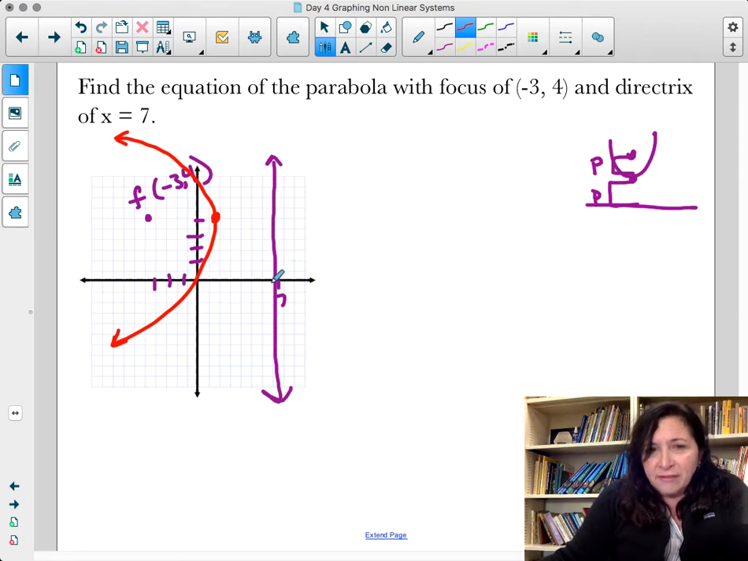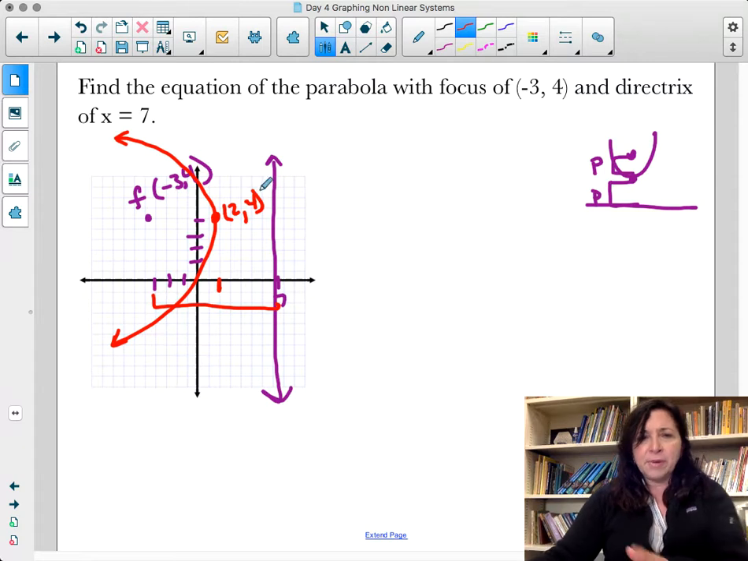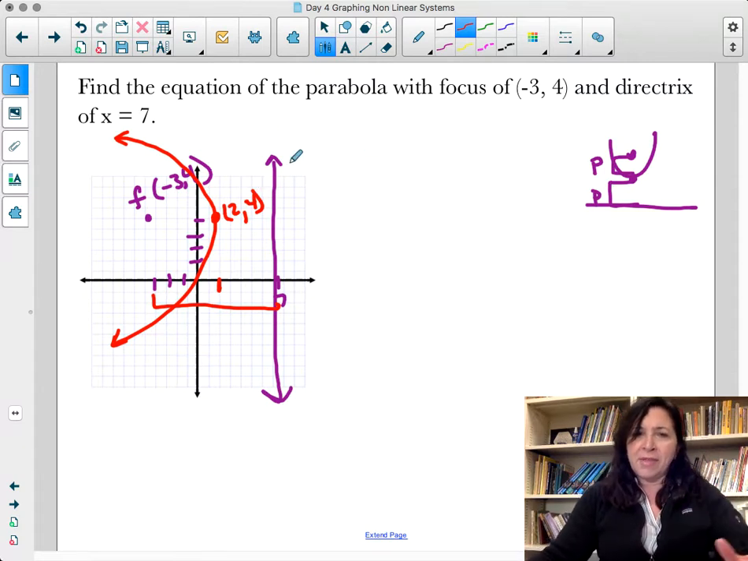Well, if this is 7 and this is 3, that makes a total of 10, right? So that means that I'm over 5. So if I go over 5, so that's a 2. So this point here is going to be (2, how far did I go up?) 4. (2, 4).